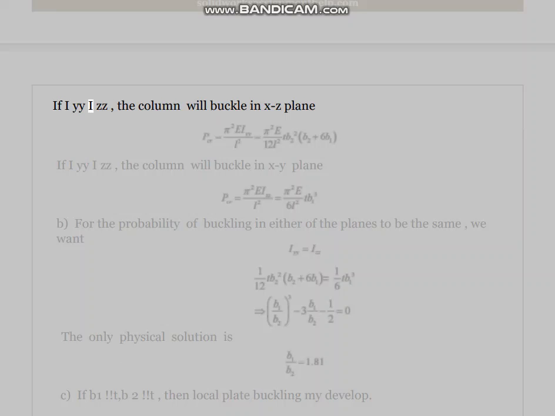If I_yy is less than I_zz, the column will buckle in the XZ plane. If I_yy is greater than I_zz, the column will buckle in the XY plane. B. For the probability of buckling in either of the planes to be the same, we want I_yy equals I_zz. The only physical solution is C, if B1 is much greater than T and B2 is much greater than T, then local plate buckling might develop.